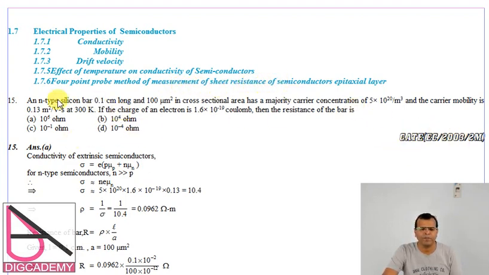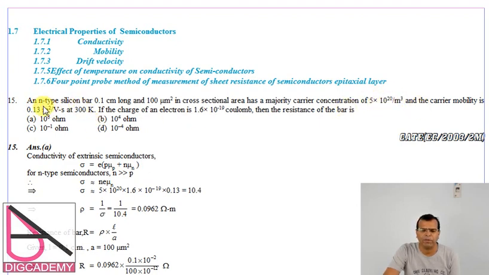Now, the first question. An N-type silicon bar 0.1 centimeter long and 100 micrometers square in cross-sectional area has a majority carrier concentration of 5 × 10^20 per meter cube, and the carrier mobility is 0.13 meter square per volt second at 300 K. If the charge of an electron is 1.6 × 10^-19 coulomb, then the resistance of the bar is, we have to find the resistance of the bar.